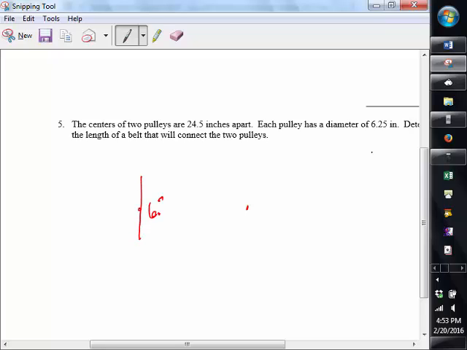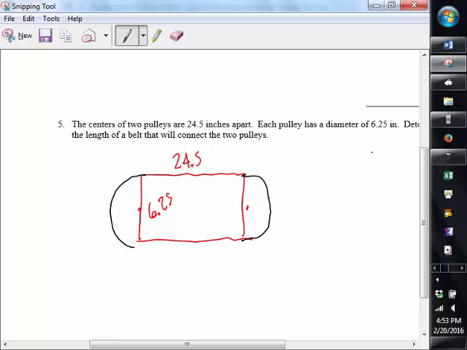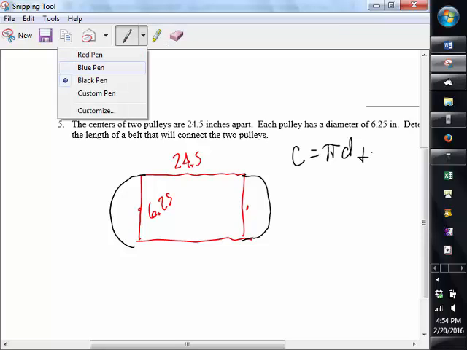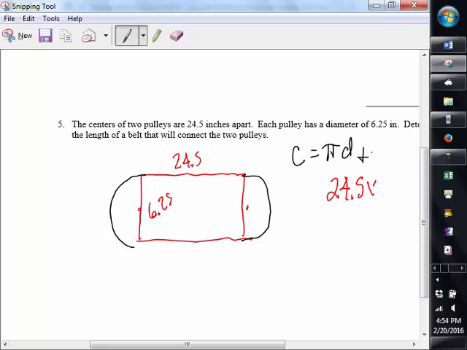So it's 6.25 all the way across. This distance is 24.5. We want to know if you had a pulley at each end, how long the total distance would be. Well, the black part would be the circumference, which is pi times the diameter, plus the red part, 24.5, twice. That will be the length of that pulley.